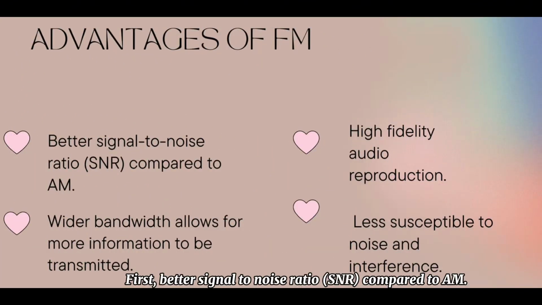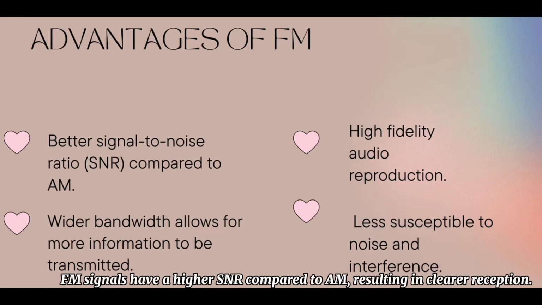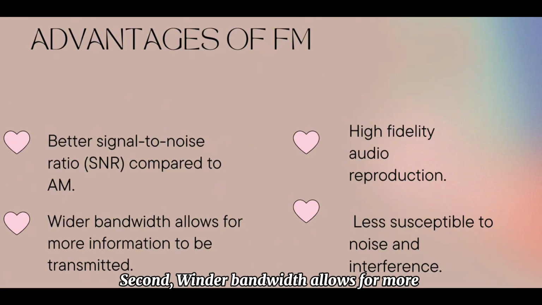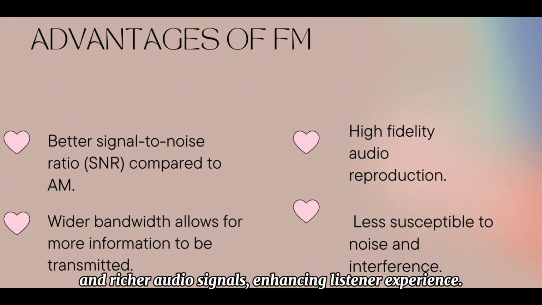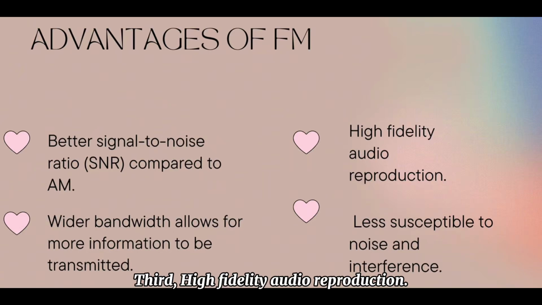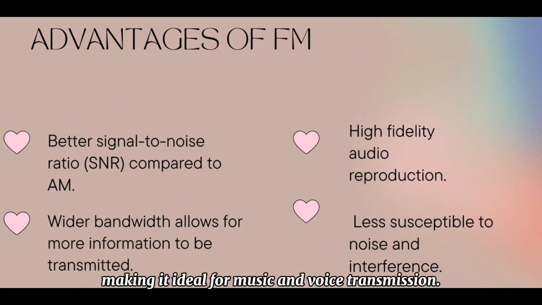First, better signal-to-noise ratio, or SNR, compared to AM. FM signals have a higher SNR compared to AM, resulting in clearer reception. Second, wider bandwidth allows for more information to be transmitted. The increased bandwidth of FM enables it to carry more detailed and richer audio signals, enhancing the listener experience. Third, high-fidelity audio reproduction. FM provides excellent sound quality, making it ideal for music and voice transmission.